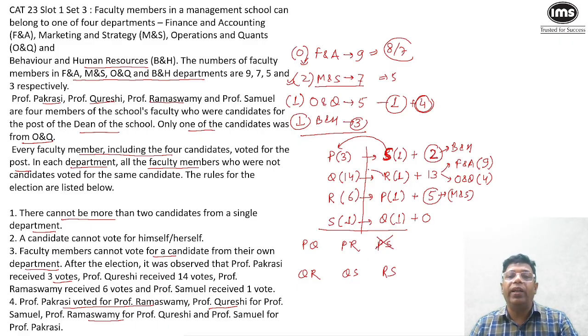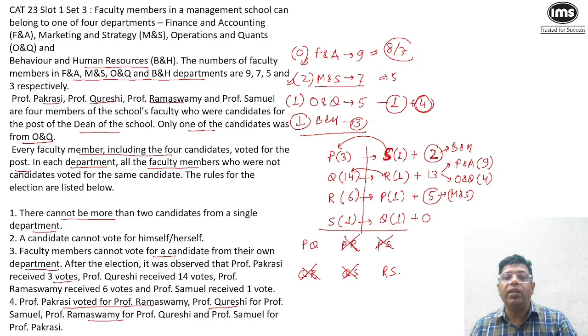Similarly, Q and R cannot be from the same department because R is voting for Q. So Q and R is also gone. P and R also cannot be from the same department. And with the same logic, S and Q. So there are 2 possibilities, either PQ or RS.